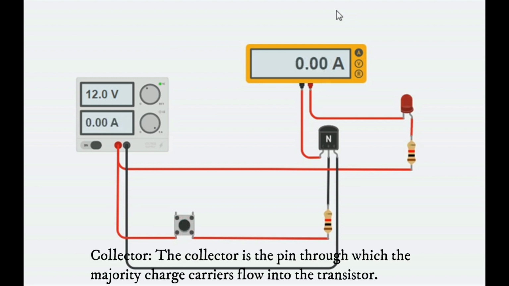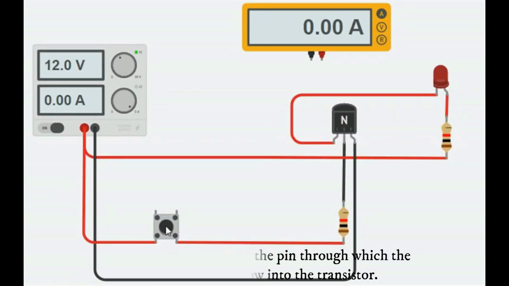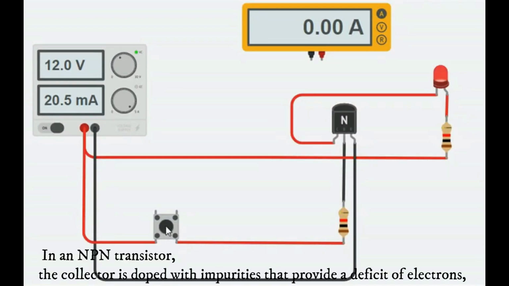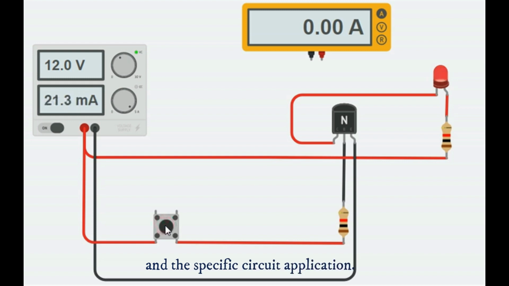Collector. The collector is the pin through which the majority charge carriers flow into the transistor. In an NPN transistor, the collector is doped with impurities that provide a deficit of electrons. The arrangement of these pins can vary depending on the type of transistor and the specific circuit application.